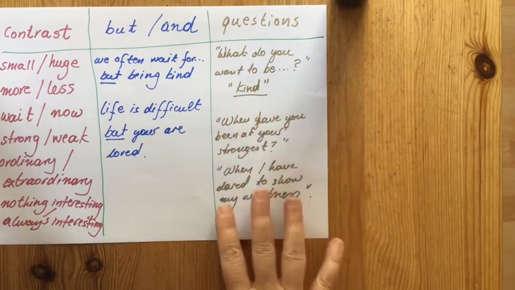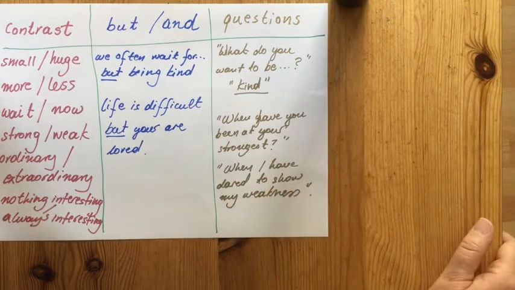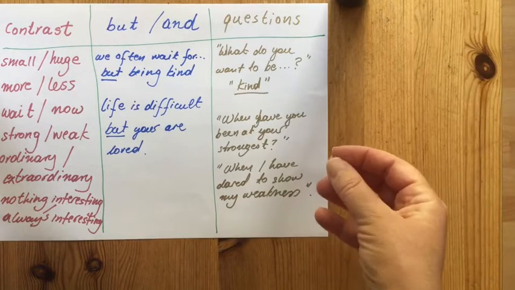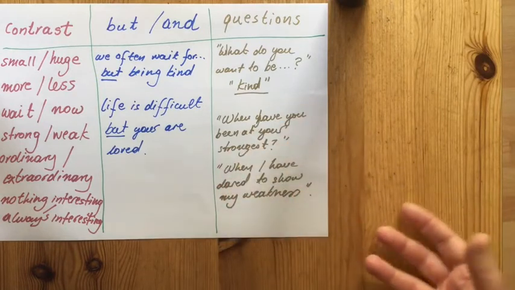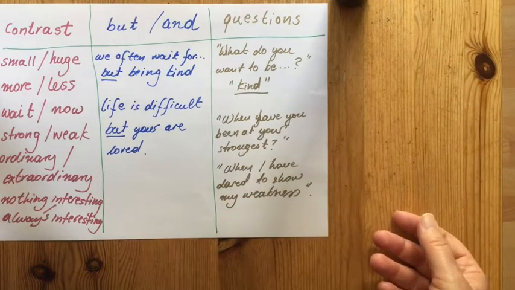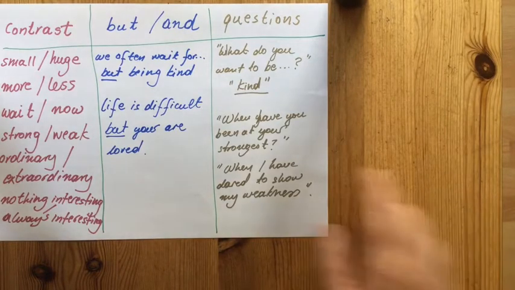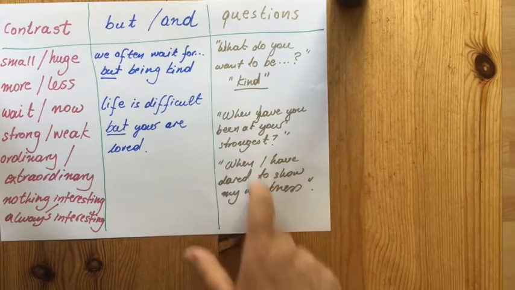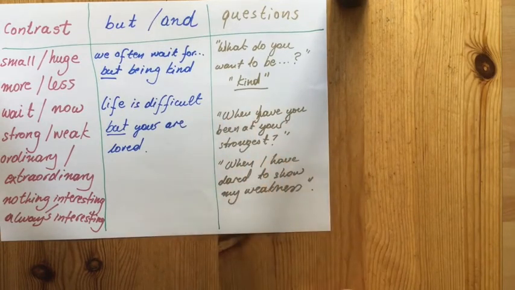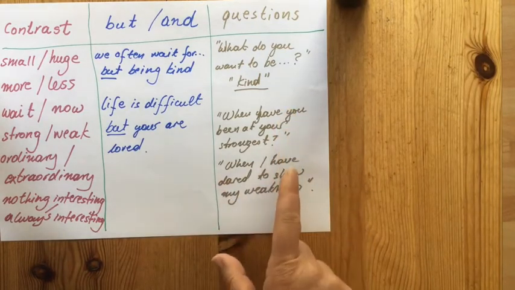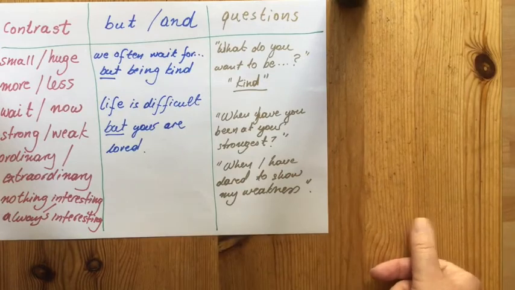The only exception I found a bit is the horse. I think the horse is very thoughtful and considerate in his questions and answers that they tend to be longer. I think almost the horse is the opposite of the fox. The fox hardly ever speaks. But look at this again. Look at the contrast. When have you been at your strongest? When I have dared to show my weakness. Question, shortish answer.